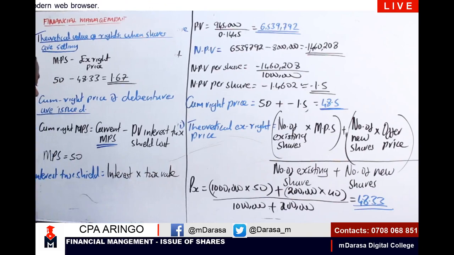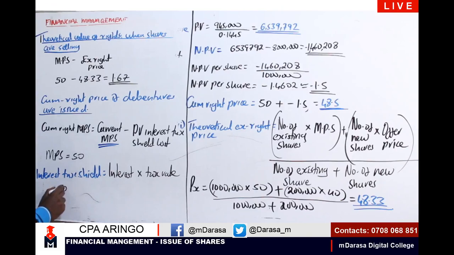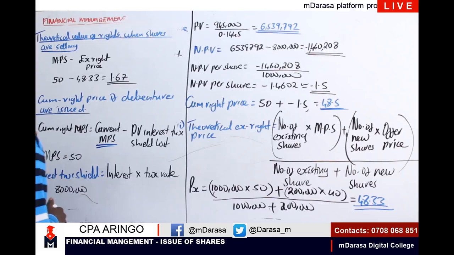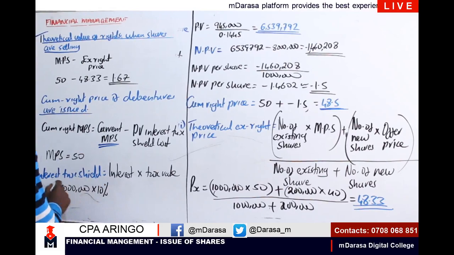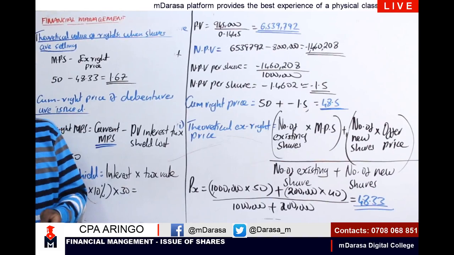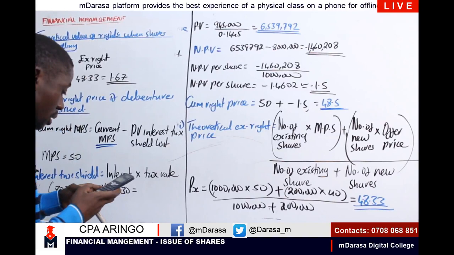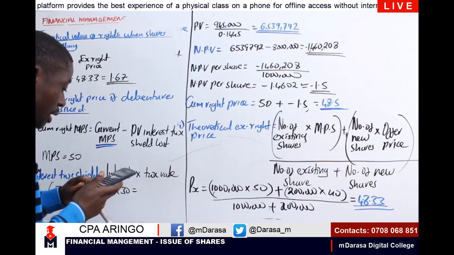We were told that we are going to redeem the debentures, the 8 million. That is what we need to raise, to redeem the debentures. And these debentures will attract an interest of 10%. So what is the tax on that interest? We should be talking of 8 million times 0.10 times 0.3. Clearly, you can see my interest tax shield, I'm getting a figure of 240,000.